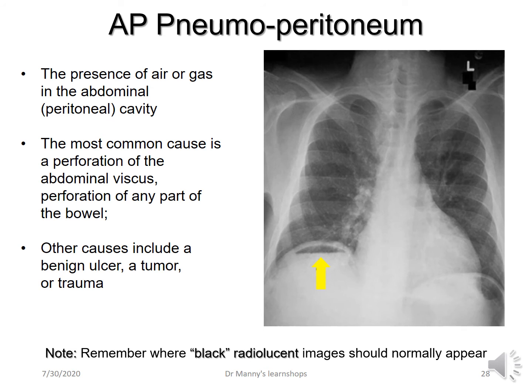Now remember where the black radiolucent images should normally appear. As indicated by the X-ray in front of you, you've got air under the right hemidiaphragm. Now normally the liver is there, and the liver still is there, but there's air that is now situated under the right hemidiaphragm. So this would be an erect film because air will gravitate up.